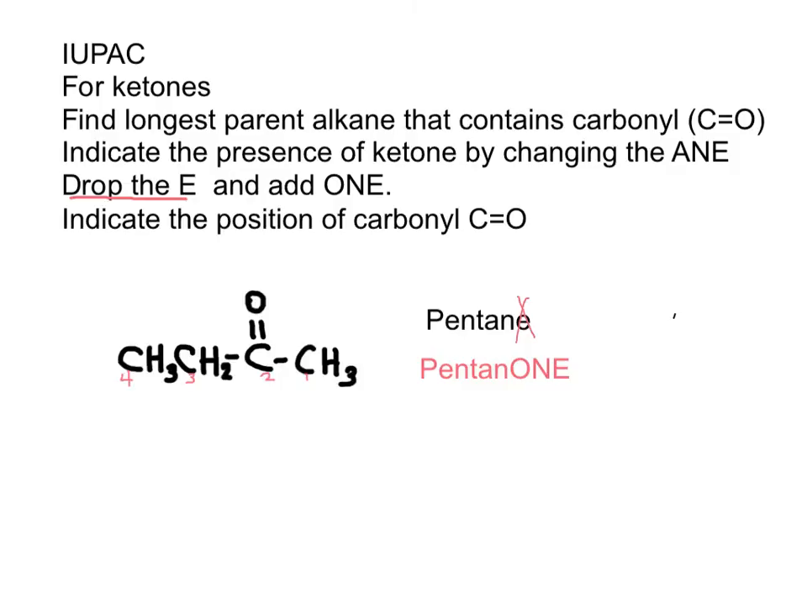It's very simple. You need to find the longest hydrocarbon chain that contains the carbonyl group, making sure that it takes the smallest possible number, and you will name it as an alkanone. That means you're going to drop the E from the alkane and put the ONE ending, stating the position where there is a carbon-oxygen double bond. The name of this substance will be 2-pentanone. It is named as an alkanone.